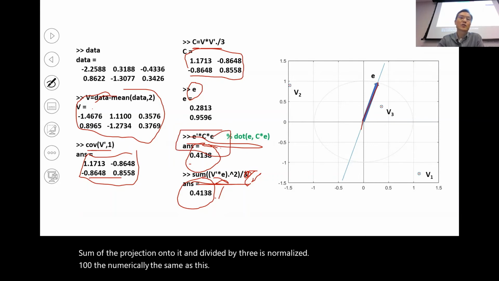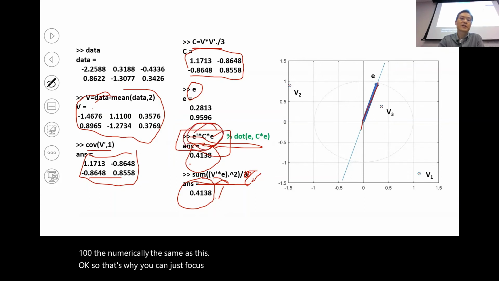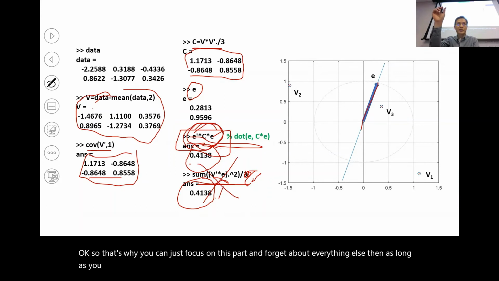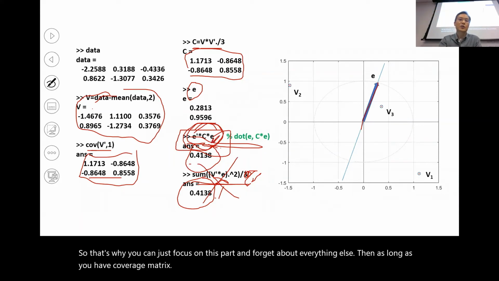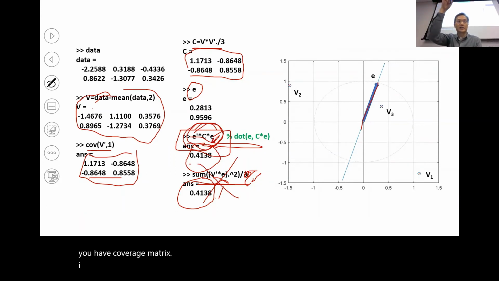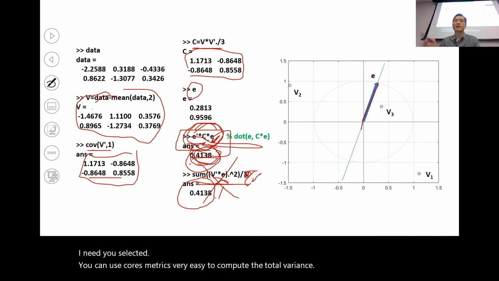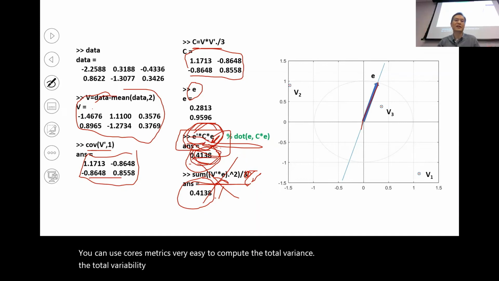So that's why you can just focus on this part and forget about everything else. As long as you have the covariance matrix, for any new E you select, you can use the covariance matrix to very easily compute the total variance, the total variability, the sum over all the points. It doesn't matter how many.